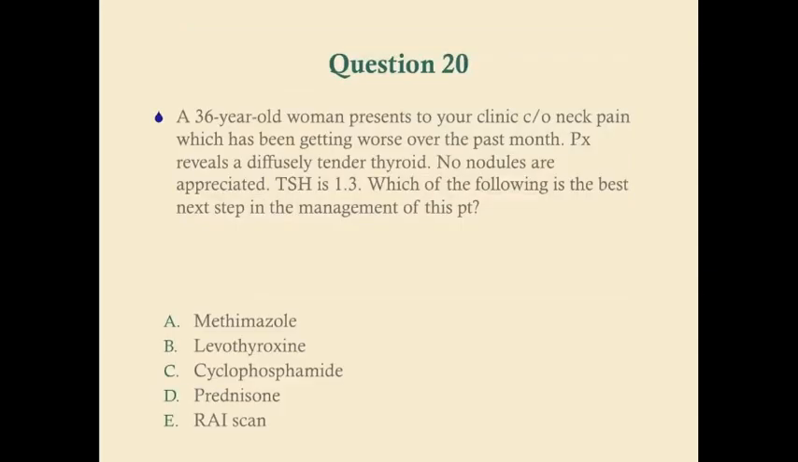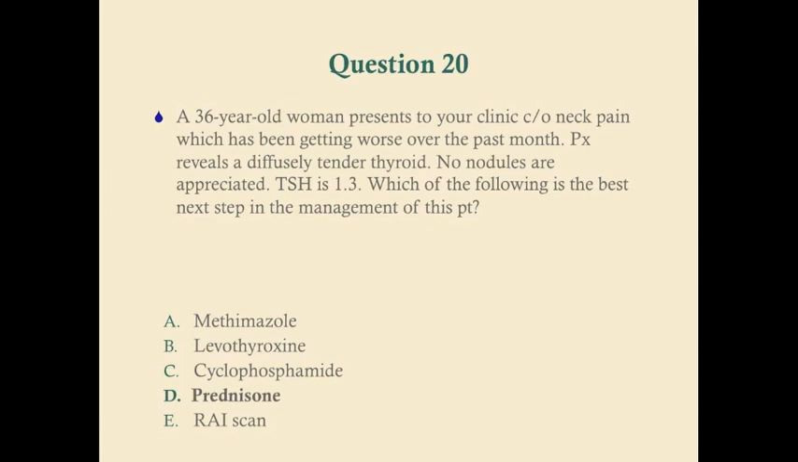Okay, final question. A 36-year-old woman presents to your clinic complaining of neck pain, which has been getting worse over the past month. Physical exam reveals a diffusely tender thyroid. No nodules are appreciated. TSH is 1.3, which is normal. Which of the following is the best next step in the management of this patient? A. Methimazole. B. Levothyroxine. C. Cyclophosphamide. D. Prednisone. Or E. RAI scan. All right, answer here is D.